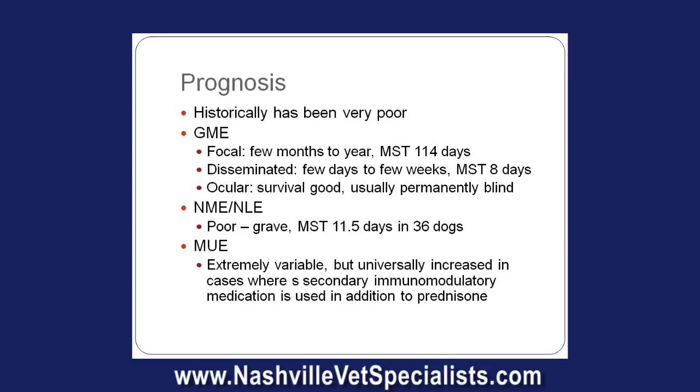Again, the ocular form has historically had a good survival period. For the necrotizing encephalitides, the prognosis is probably a little bit poorer, but not as poor as some of the papers suggest. There is a paper looking at 36 dogs, and they said there is a median survival time of 11 days. So most of the time when we're talking about survival times, we don't have a histopath diagnosis, so that's where that term MUE comes in.